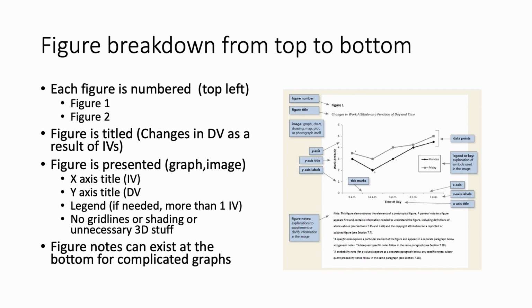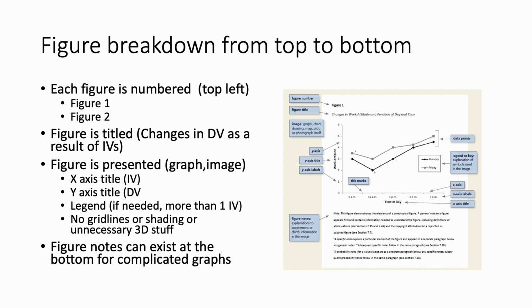Now, this is the APA style figure. And if you notice, your figure goes on its own page at the end of your document for now. We'll get all this figured out in the APA section. But if you're making figures right now, each figure has a title, right? Figure 1. Then it has a title that's essentially changes in the DV as a function of the IV. Then you put your image or figure there.